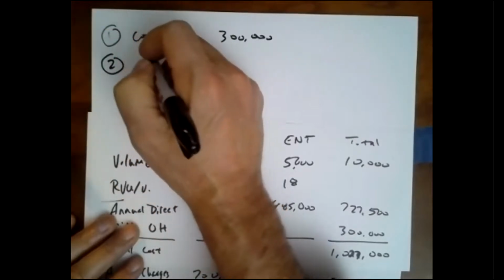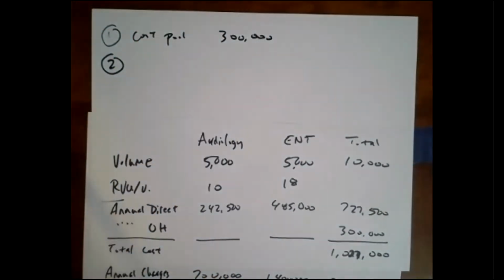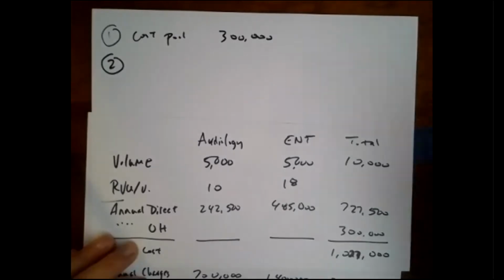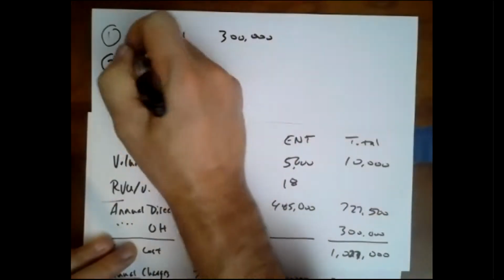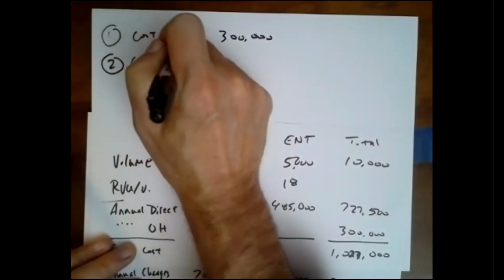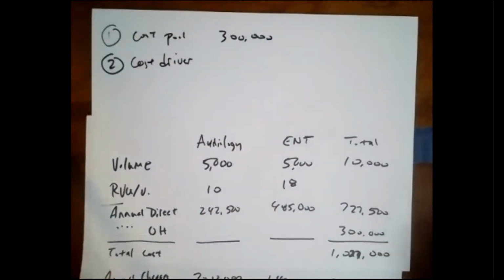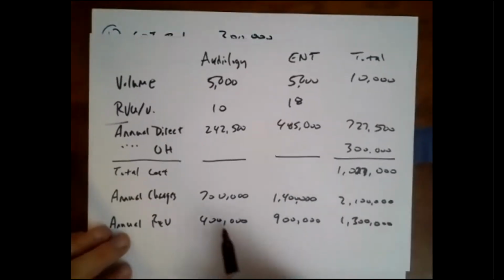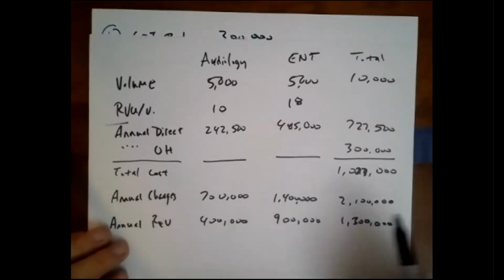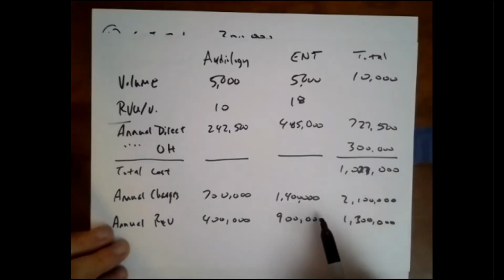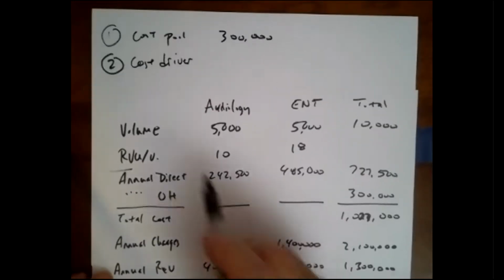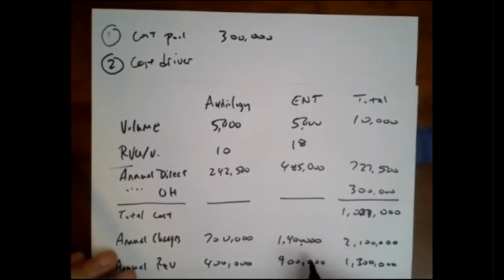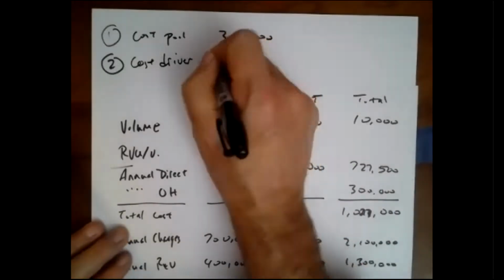Step 2 is the cost driver. And the cost driver, we're saying, is annual charges. So remember from the prior chapter, from 6, when we're calculating the cost driver, we're going to take the total for the organization. So the total for the organization in this case is $2.1 million.